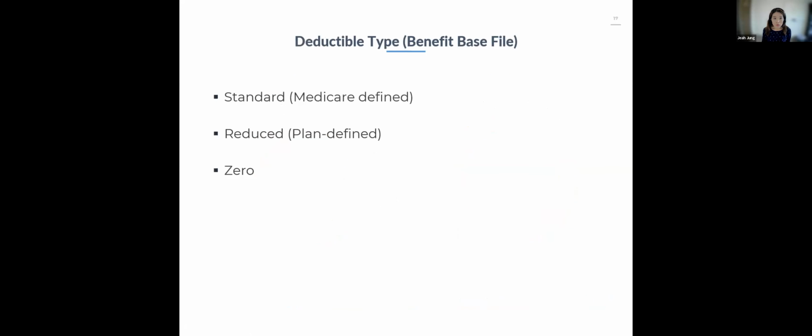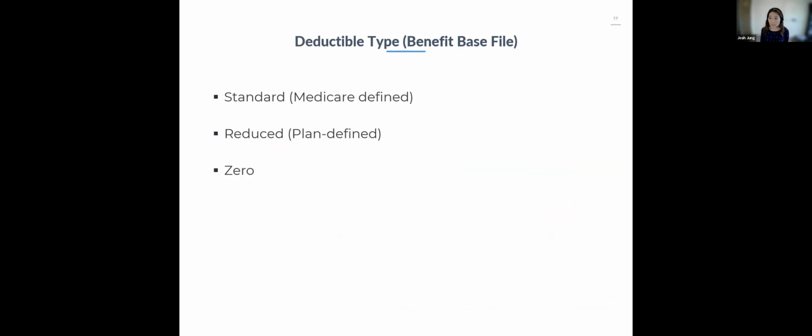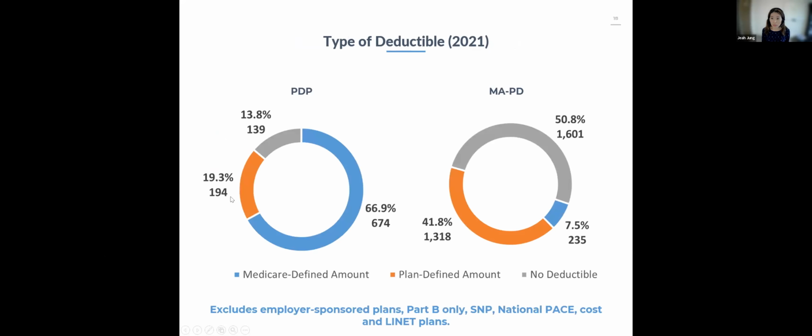And also you can see that, well, I'm not really interested in this categorization. I just want to know whether the plan has deductibles or not. Then we have a separate variable called the deductible type. And you can see here there's standard versus reduced or zero, no deductibles. That might be of interest to you as well. What happens if there is no deductible? You can see here about half of MAPDs don't have any deductibles. And for PDPs, about 14% don't have deductibles. The Medicare defined amount is common in standalone PDPs, and only 7.5% in MAPDs.